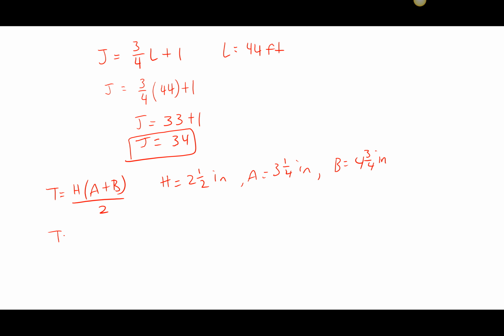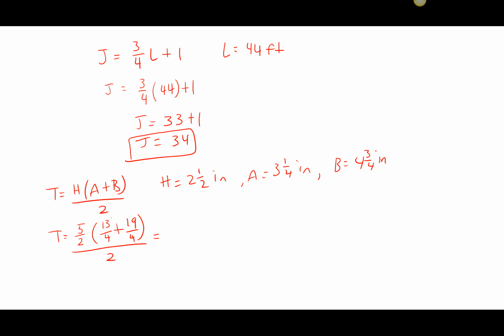So we have T equals H is 2.5. So 2 times 2 is 4 plus 1 is 5/2. Just go ahead and put it in fraction form. A is 4 times 3 is 12 plus 1 is 13, so that's going to be 13/4. Plus B is 4 3/4, so it's going to be 16, 17, 18, 19/4. Okay, and then all that's going to be divided by 2.